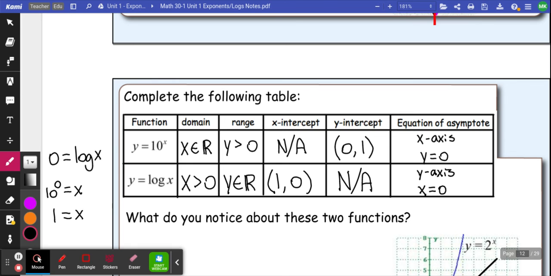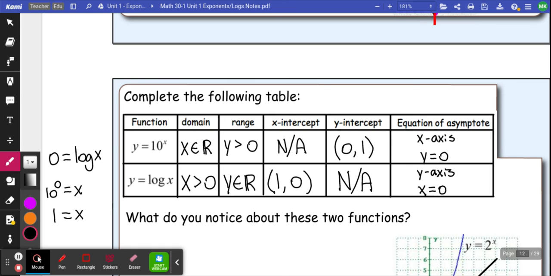Awesome. Look at those two charts. And you should notice that something's happened. All the x values and all the y values have just switched. But if you look at your domain for exponential, it became your range for your log. Look at your range of your exponential. It became your domain of your log. Because x's and y's have switched. Look at your x-intercept. It's now your y-intercept. Look at your y-intercept. It's now your x-intercept. X's and y's have changed roles.